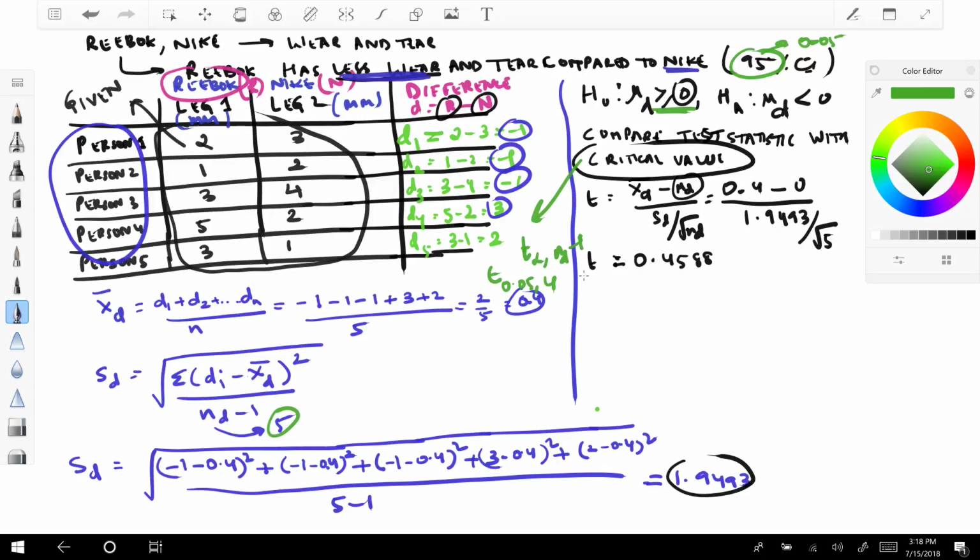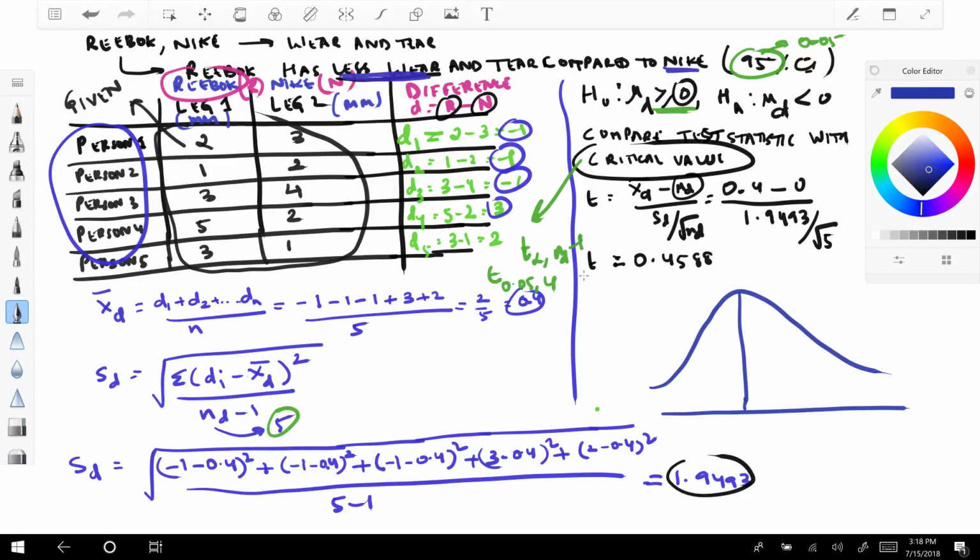One of the first things I would do is draw our mu d curve, which represents the normal curve, because we made an assumption that all the differences will behave normal.